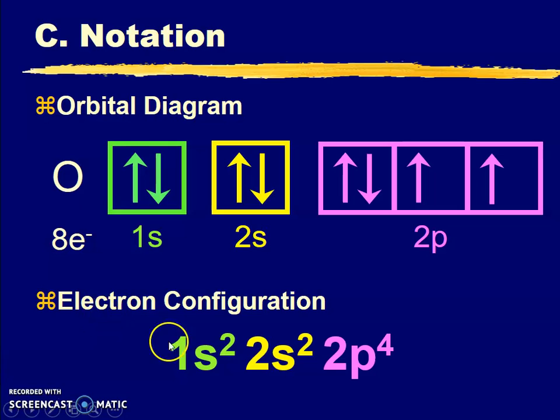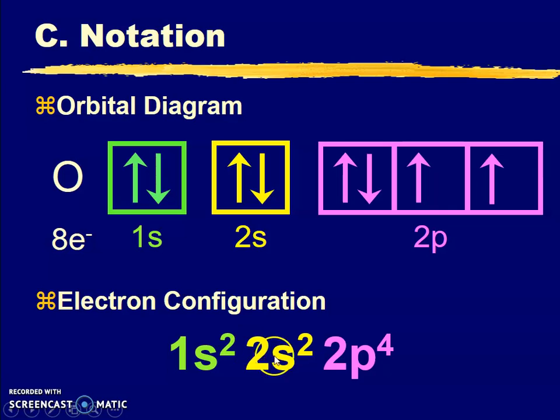1s2, and you just write a little 2 instead of drawing out the arrows. Then 2s2, again, same as this, but instead of drawing the arrows, you represent it as a superscript, and then 2p4. So this represents that there are 2 electrons in the s of level 1, 2 electrons in the s of level 2, 4 electrons in the p of level 2.